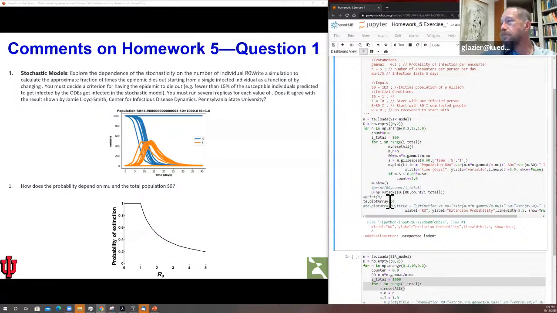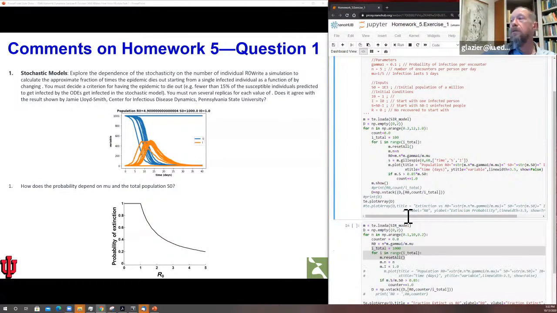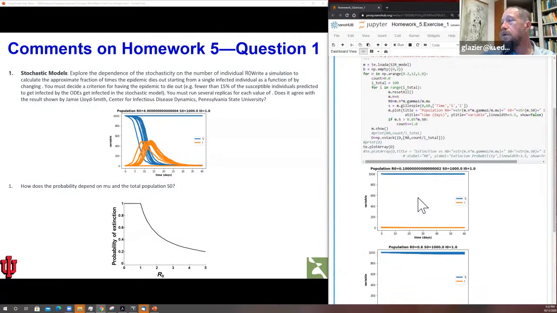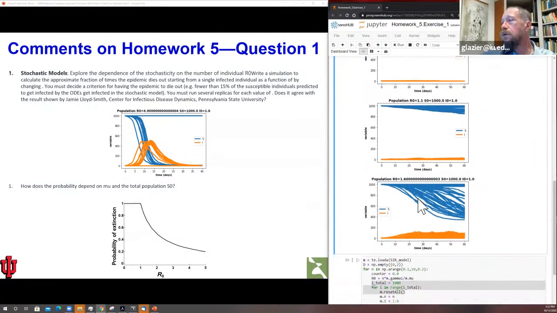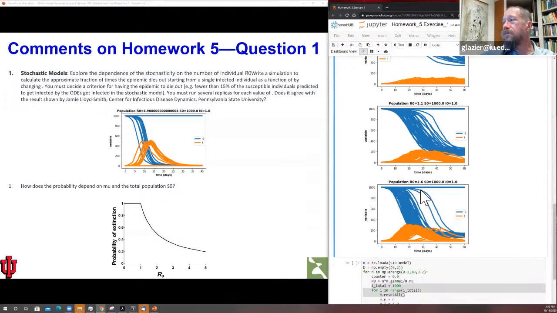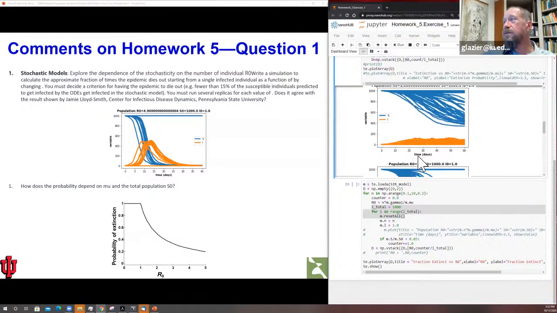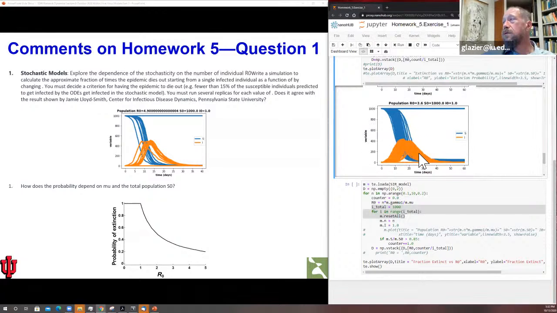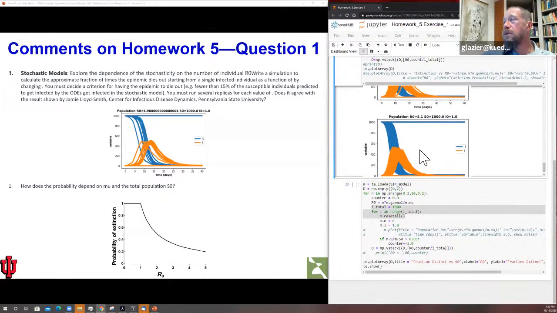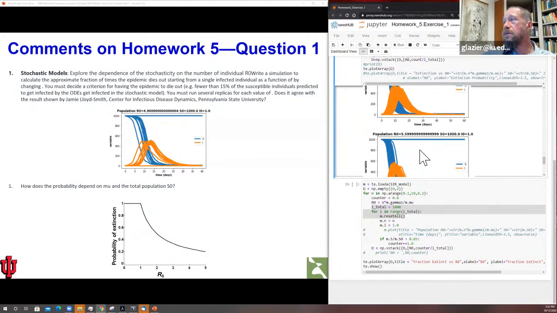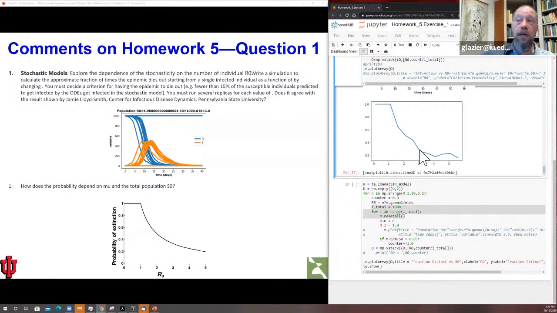Try that. Oh, I have to put... and I've set it up so it's actually going to take quite a while because those extra plots are going to be slow. Okay, there's our result.